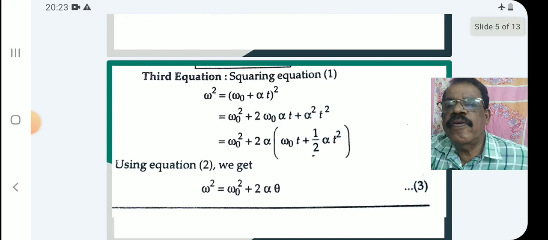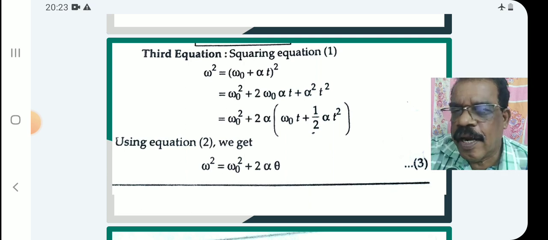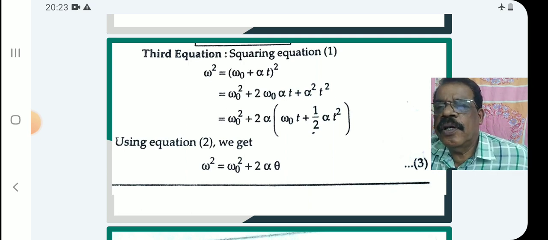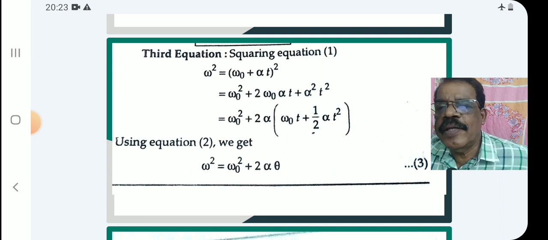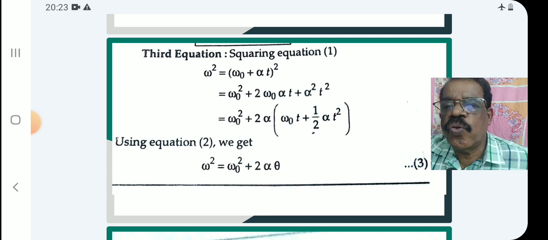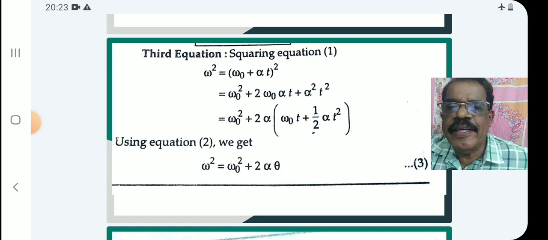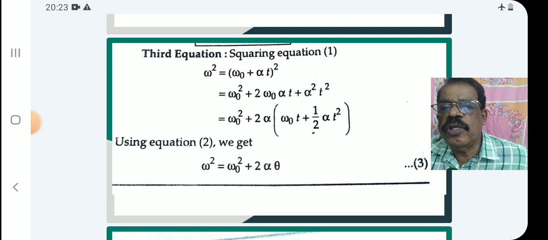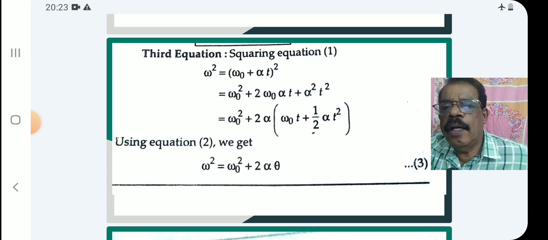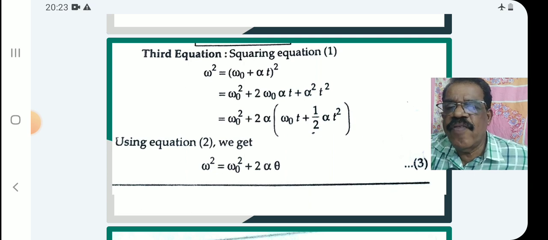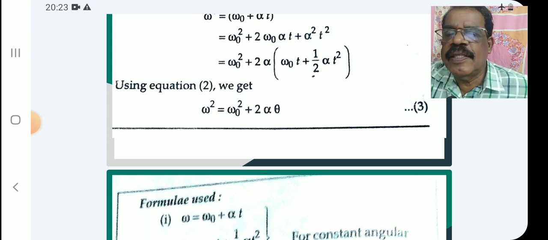The third equation, we square the equation number 1. As usual, we have studied these methods in uniformly accelerated motion. Here it is omega is omega 0 plus alpha t. First equation, we square on both sides. A plus b whole square, omega square is omega 0 square plus 2 omega 0 alpha t plus alpha square t square. That is omega 0 square. From the last two terms, we take 2 alpha outside. Inside, we get omega 0 t plus half alpha t square, which is from the second equation, theta. The bracketed term is theta from the second equation. So omega square is omega 0 square plus 2 alpha theta, which is the third equation.